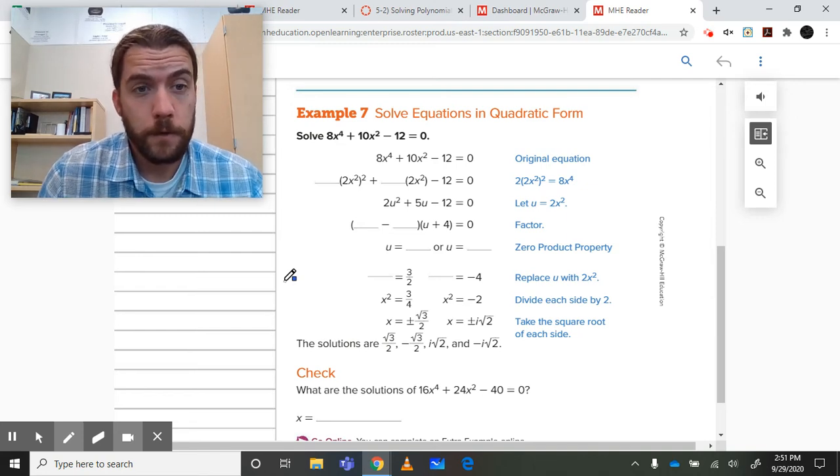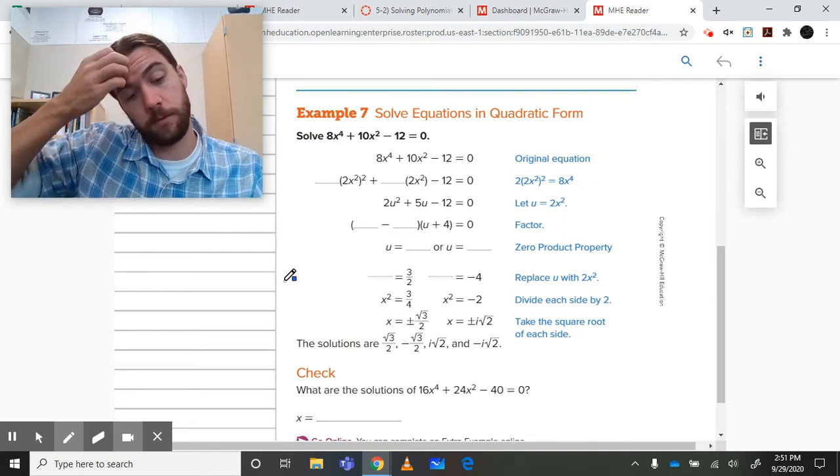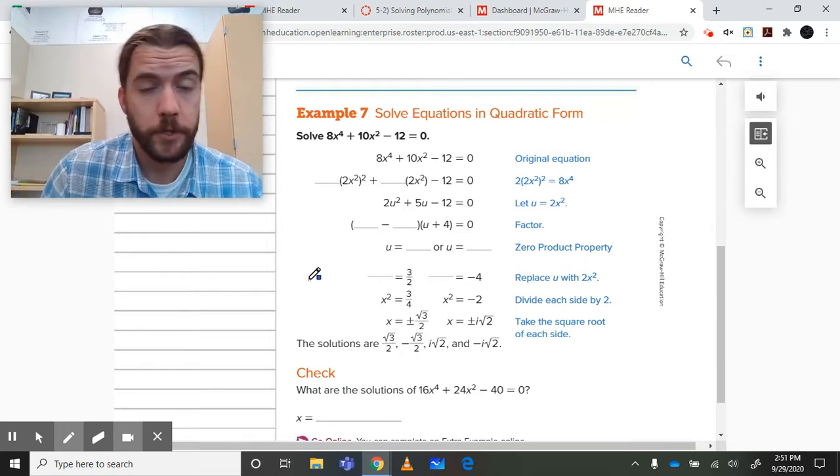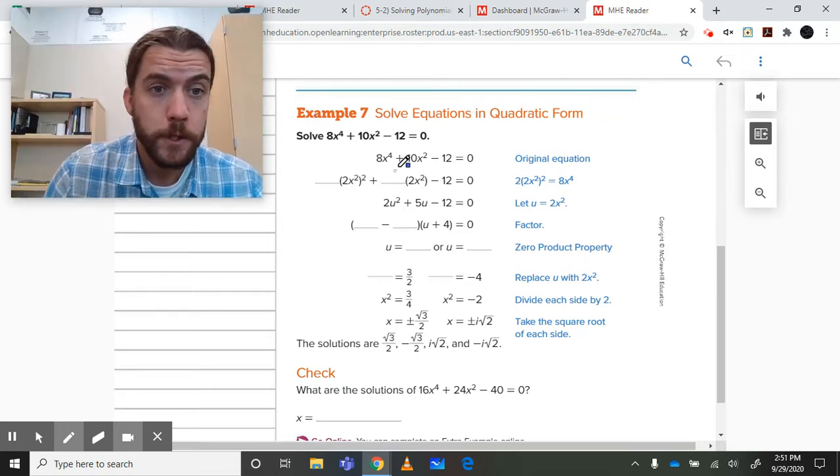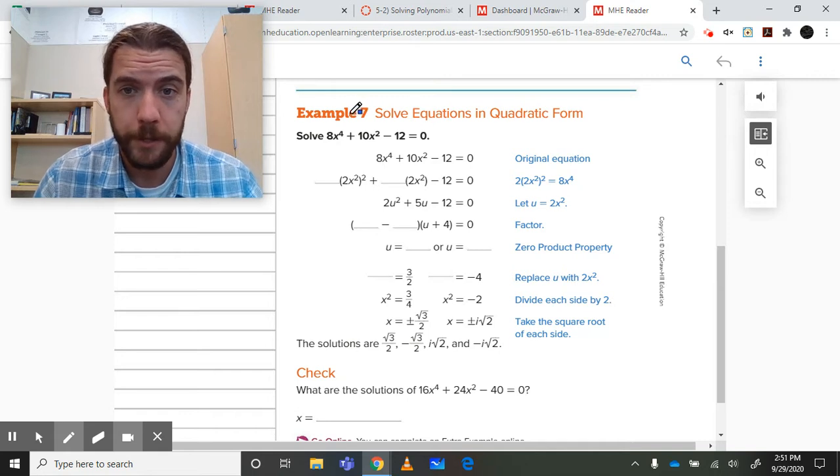All right, so I guess I got a little bit too impatient on the last one. I wanted to solve something. Example 7 will be my opportunity to solve an equation in quadratic form and show you that.